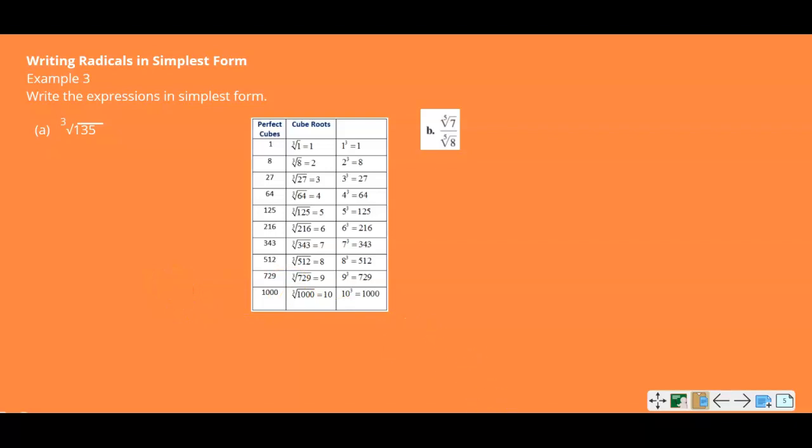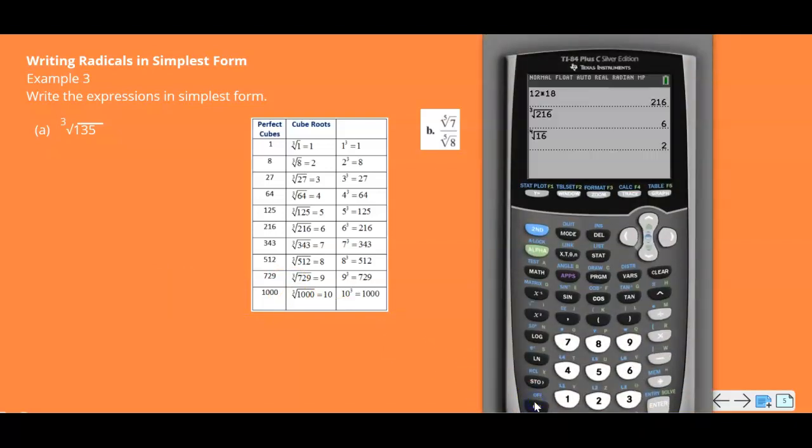So first thing, let's go ahead and take our calculator and do some calculations here. What we're trying to do is see which of these perfect cubes goes evenly into 135. So we're just rewriting 135 as a product of two things. Let's try 8 first. 135 divided by 8 does not go evenly. So we're going to do 135 divided by our next perfect cube, 27. 27 is 3 cubed, and that one does go into 135 evenly.